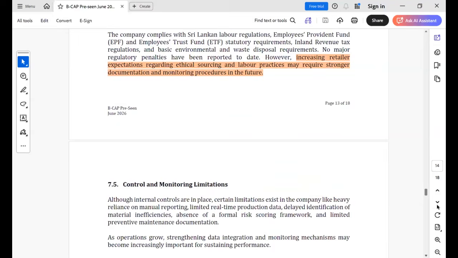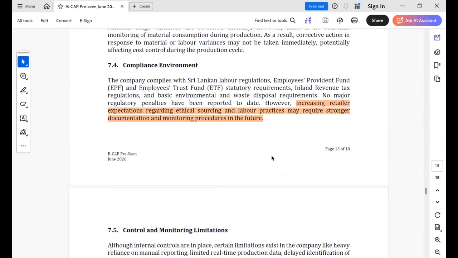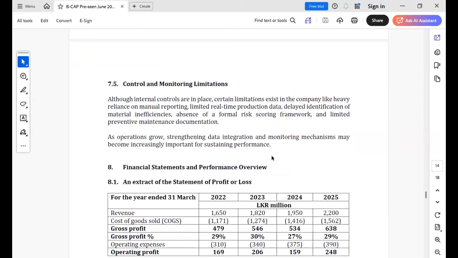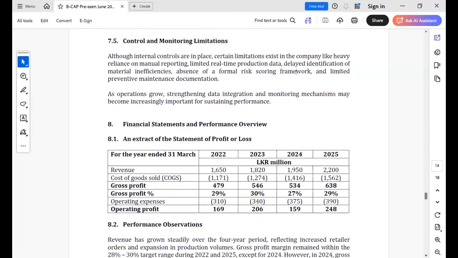Okay. Then control and monitoring limitations. Although internal controls are in place, certain limitations exist in the company, like a heavy reliance on manual reporting. So that we discussed a couple of times. Limited real-time production data, delayed identification of material inefficiencies, absence of a formal risk scoring framework. So just now I told you, and limited preventive maintenance documentation. Those we have identified in the earlier scenarios, right? As operations grow, strengthening the data integration and monitoring mechanism may become increasingly important for sustaining performance. Okay. That's all about section 7, scenario 7.